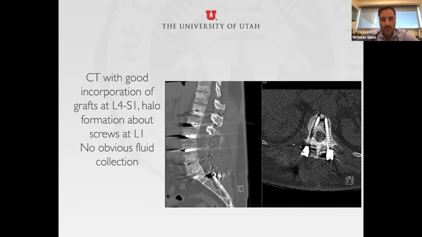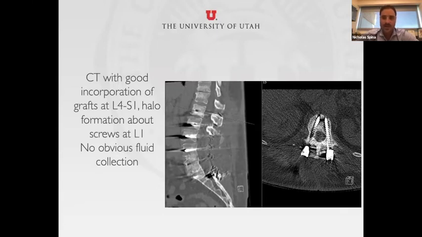On CT, if you play with the windows, sometimes you can see a postoperative fluid collection. It's really difficult to see. I use it more for hardware placement to see if there's any obvious fracture or end plate erosions that would indicate discitis or osteomyelitis. Again, up here at L1, you can see the axial cut. You see haloing of the screws, which really should raise your clinical suspicion that something's going on.